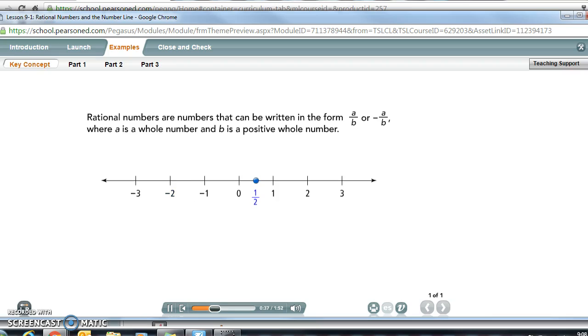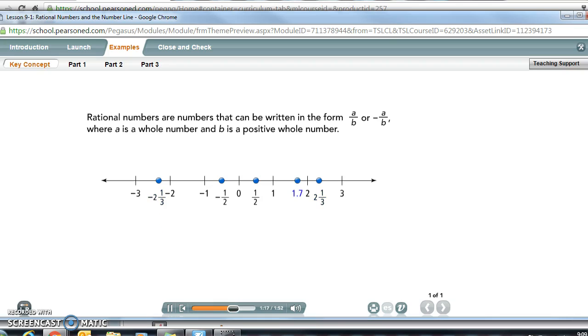Rational numbers include all fractions, positive fractions, such as 1/2, and their opposites, such as -1/2. Rational numbers also include all mixed numbers, positive mixed numbers, such as 2 1/3, which can be written as 7/3. And their opposites, such as -2 1/3, which can be written as -7/3.